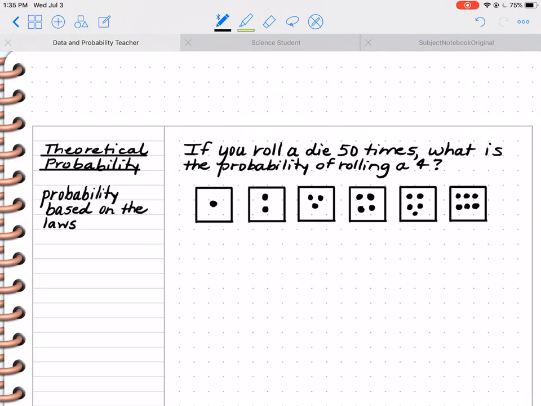And to illustrate this to you, I have drawn a die. Let me read the word problem and then we'll break it down. It says if you roll a die 50 times, what is the probability of rolling a 4?